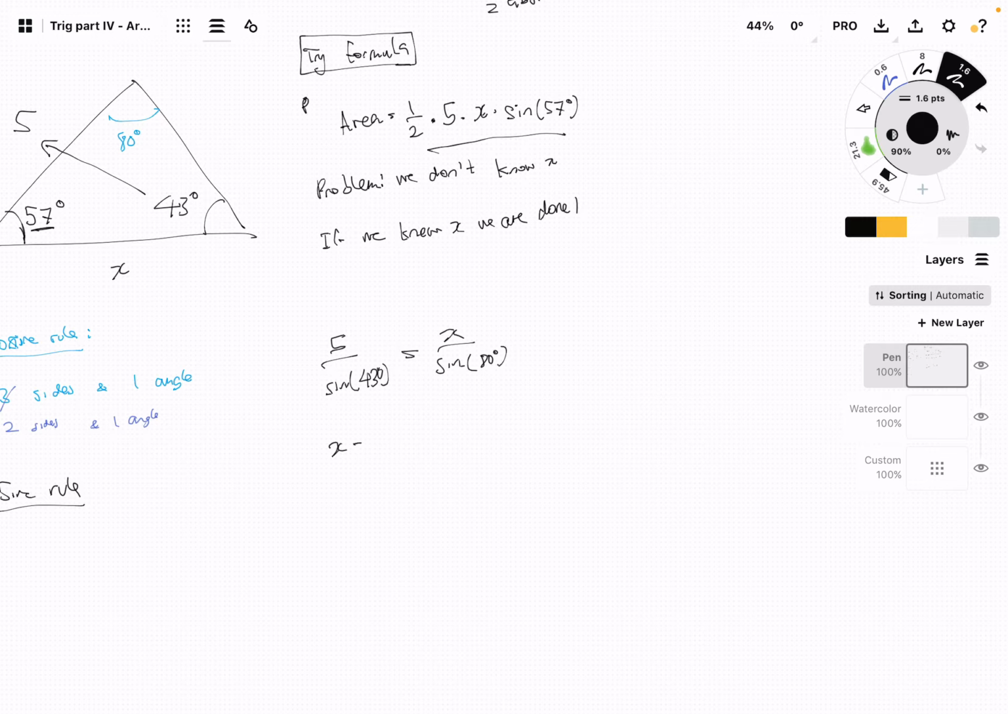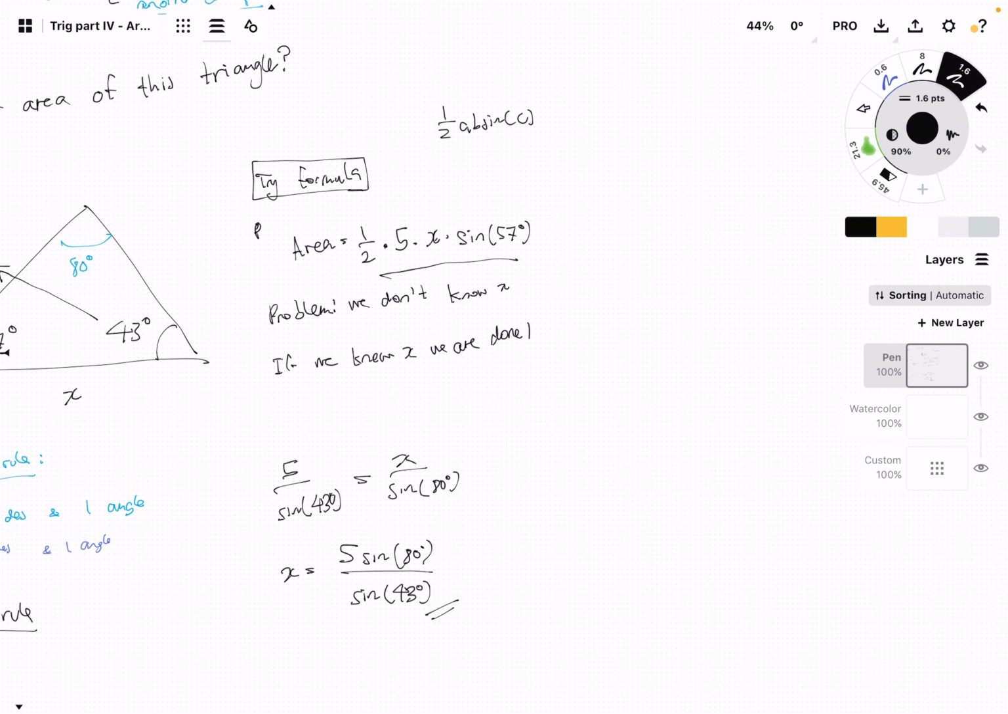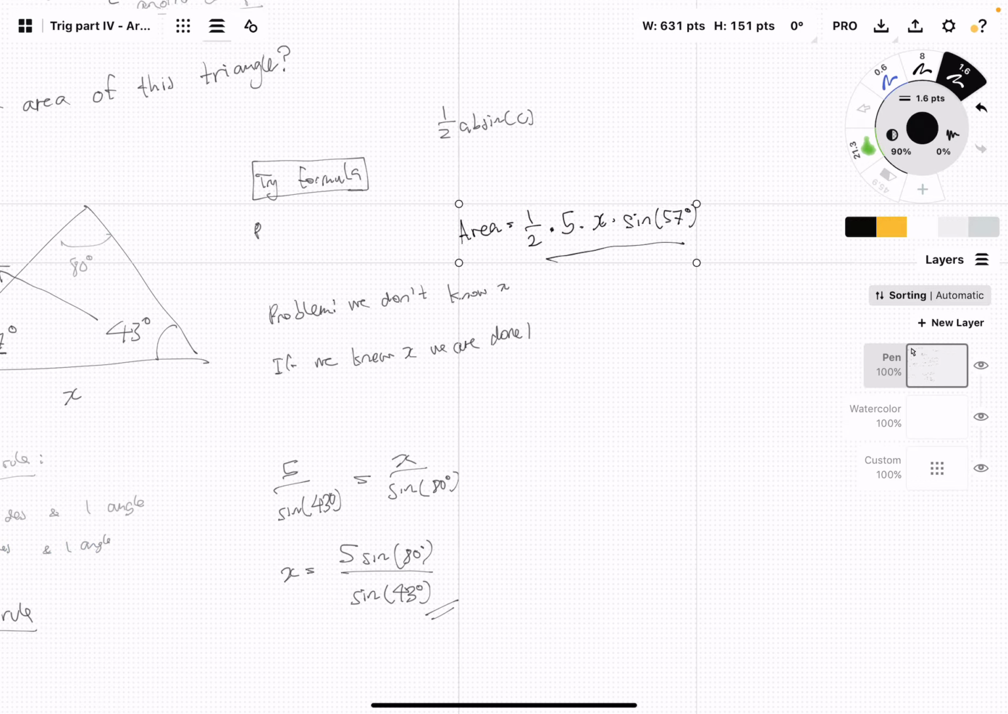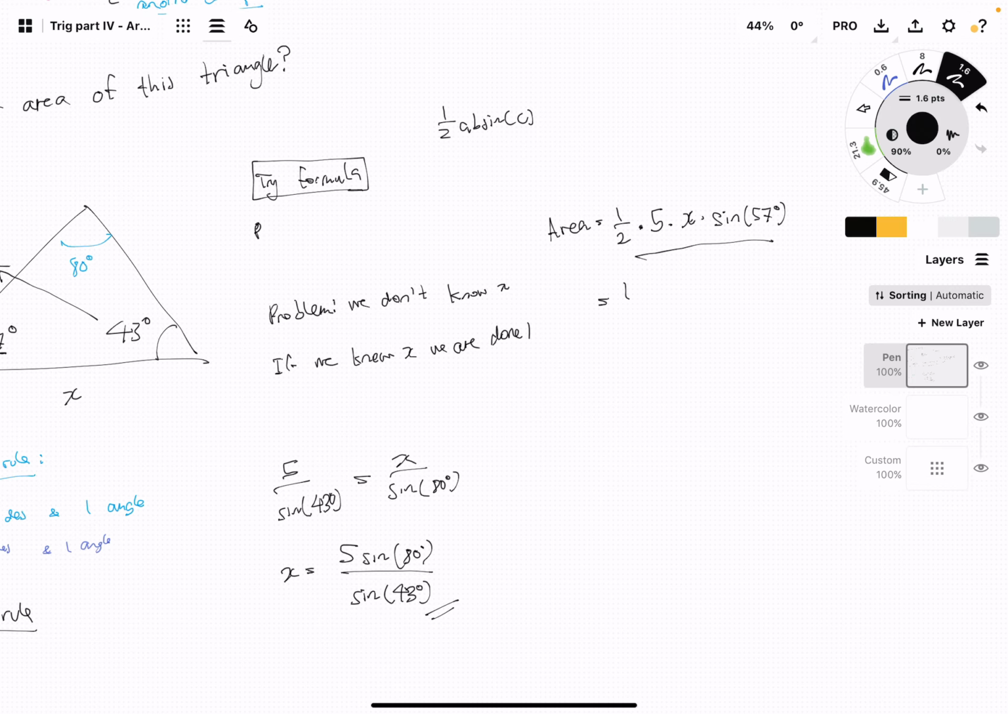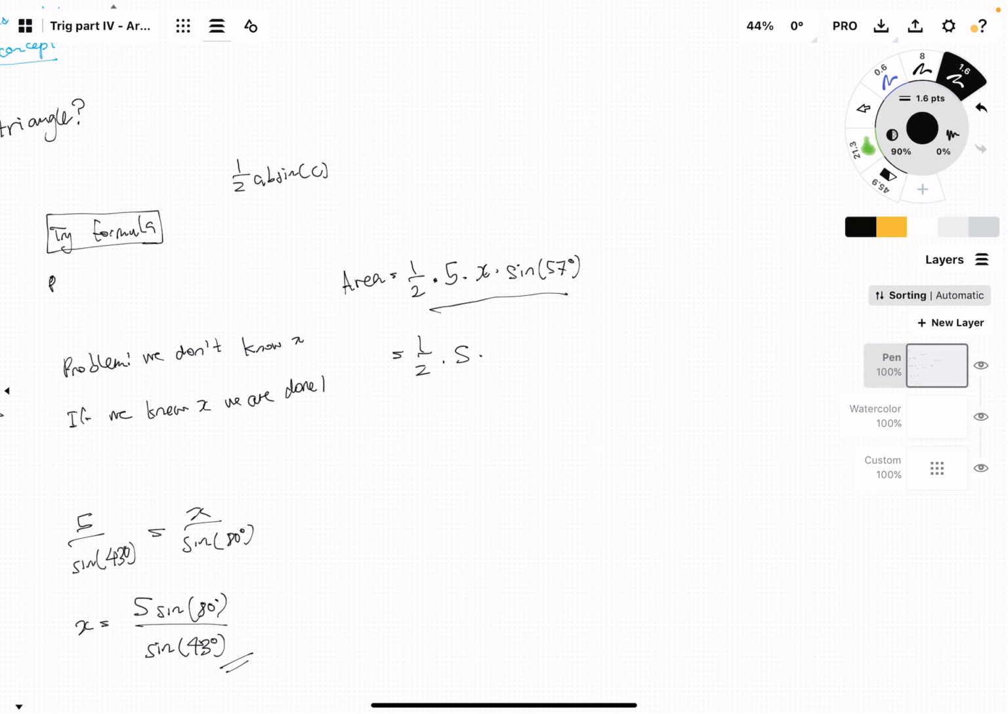So to find x, you multiply both sides by sine 80, and you solve for that. Actually, I'm going to leave it as it is. You can plug this into your calculator to get it, but I'm going to leave it. And then finding the area is quite simple. It's half times 5 times x, which is 5 sine 80 over sine 43 times sine 57. This might look ugly, but all of these are numbers, right?